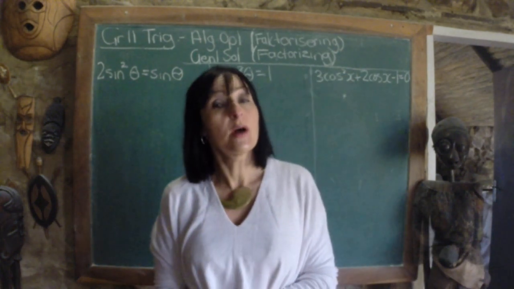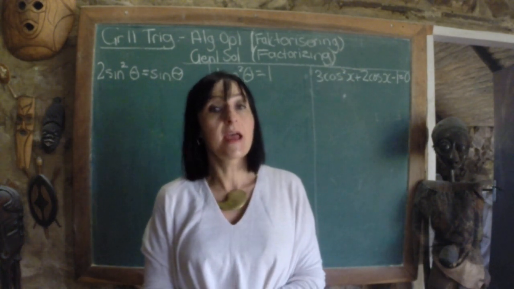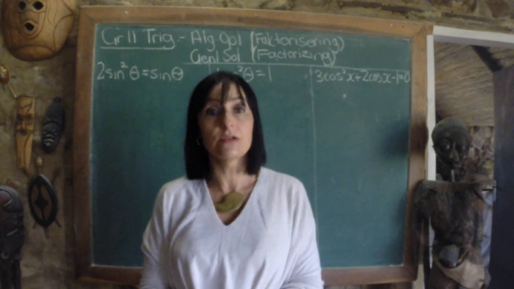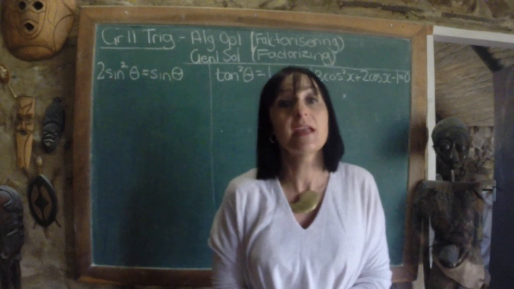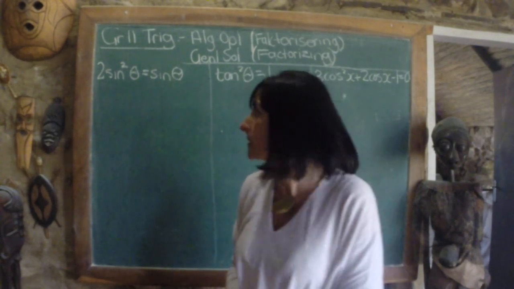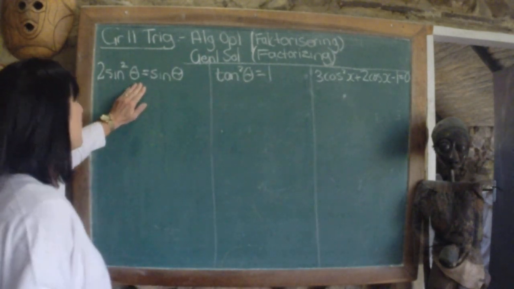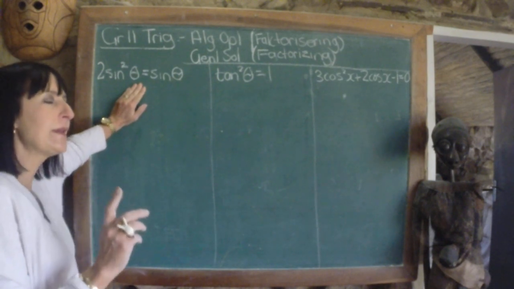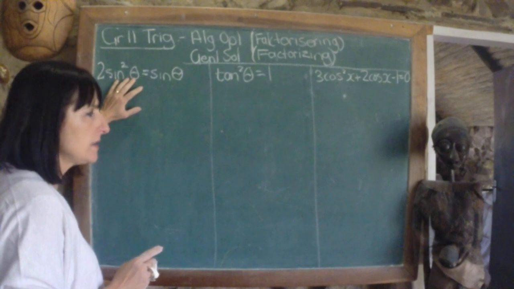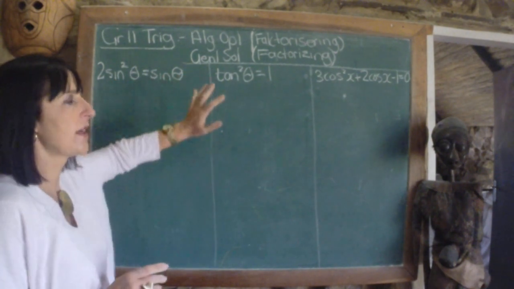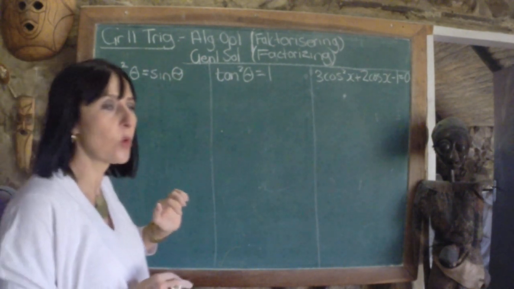Grade 11s, we are back with general solutions, and in these general solutions, it's necessary to factorize. So let's do 3 examples. If you look at this one, remember, before we can get a reference angle, we need sin, cos, or tan to equal a value, and this one is not in that format.